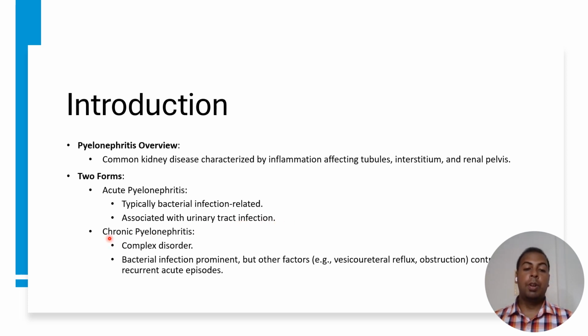And then there's chronic pyelonephritis. This is a complex disorder, and it is usually as a result of recurrent episodes of acute pyelonephritis. Bacterial infection is prominent, but the patient may have underlying chronic pathologies like pre-existing vesicoureteral reflux, urinary tract obstruction, and all of these could contribute to recurrent episodes of pyelonephritis, which could lead to chronic pyelonephritis eventually.